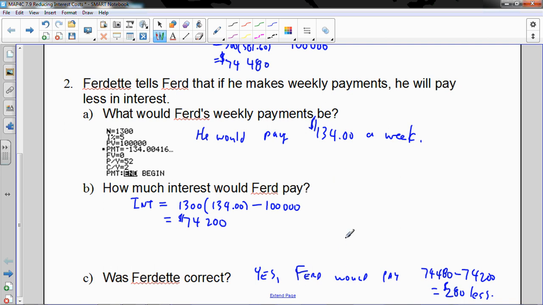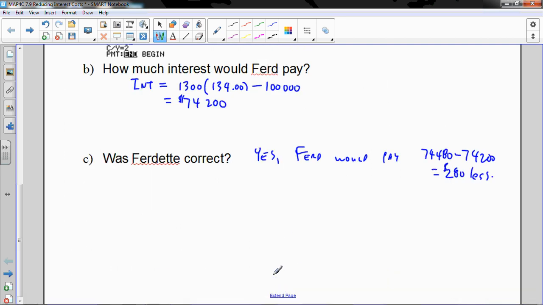Not much, when we're talking about $74,000, $200 in savings isn't that much, but maybe that's worth it. So she was correct, but not a lot of savings.